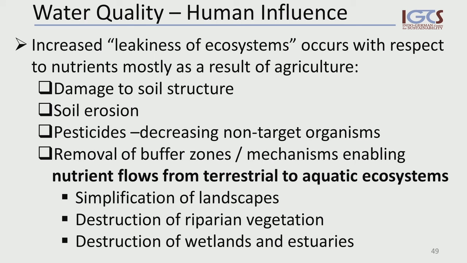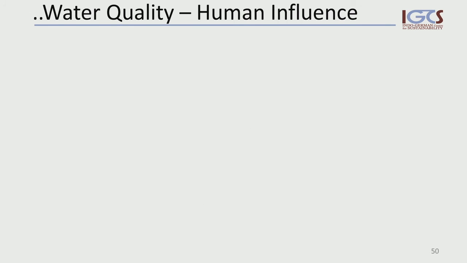What type of buffers are we talking about? We've been simplifying our landscape by, for instance, straightening rivers, or by creating sharp boundaries between different land use forms: urban, agriculture, forest, and so on. We have removed buffers, for instance, by destroying the riverine vegetation. And one of the major buffers that we also have been destroying efficiently is our wetlands and estuaries, mangrove zones, for instance.